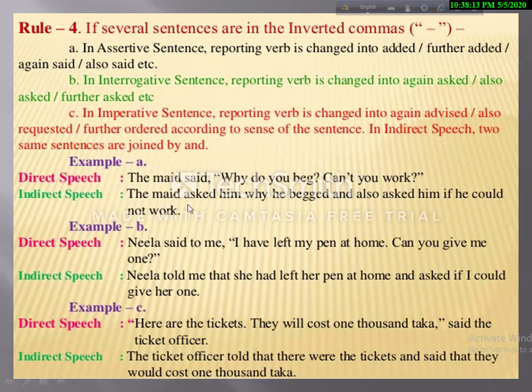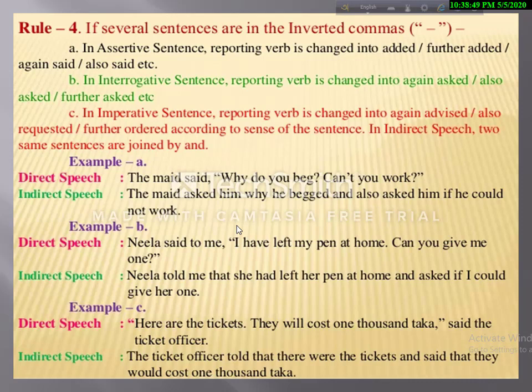Okay, so the answer will be: the maid asked him why he begged, and also asked him if he could not walk. At the same time, you may write in this way, that you will write these two sentences separately. This is also correct, like this: the maid asked him why he begged, full stop. She also asked him if he could not walk.